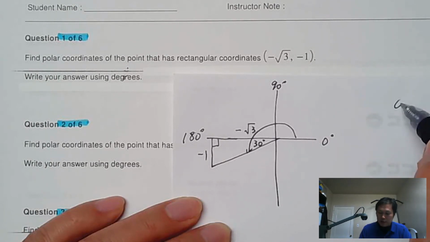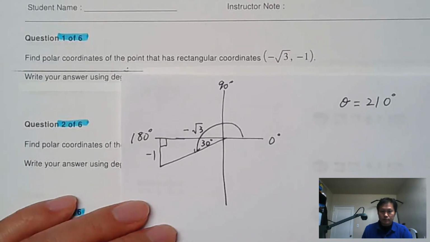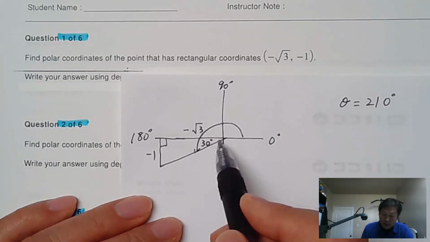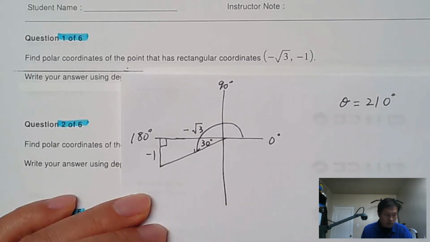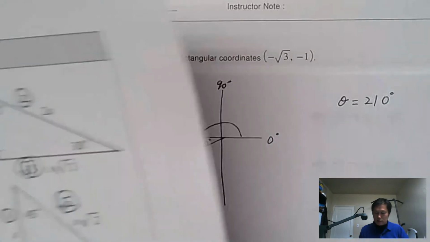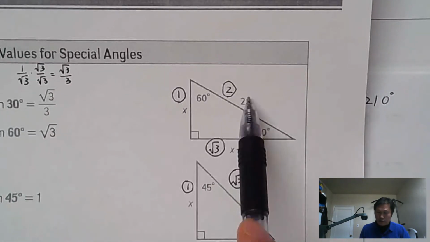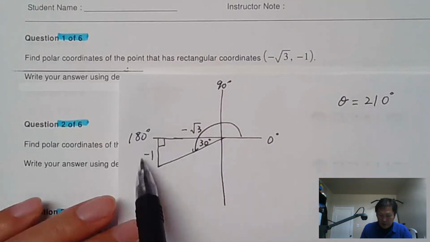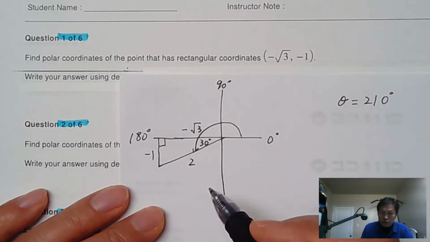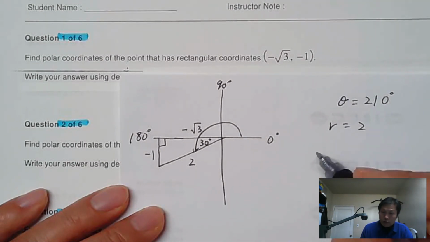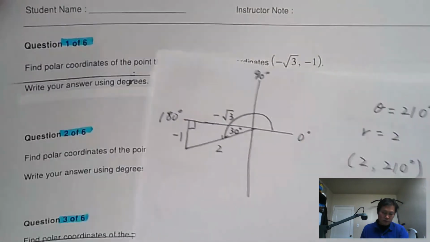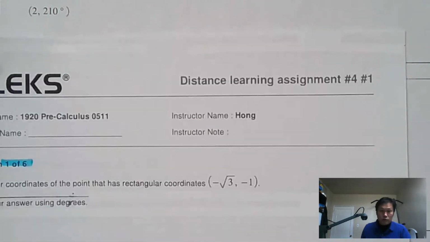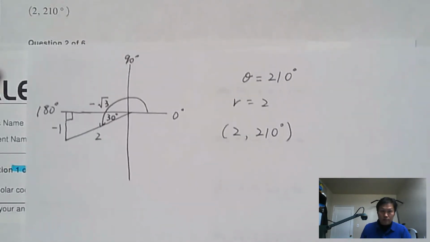So we got theta here. Theta is going to be 210 degrees, and you have to know this length. You can apply the Pythagorean theorem, but in this case we already know the length, 1 to square root 3 to 2. If you apply the Pythagorean theorem, you will end up with a 2. So r is 2. So you got the answer, 2 comma 210 degrees, as a final answer. 2 comma 210 degrees.